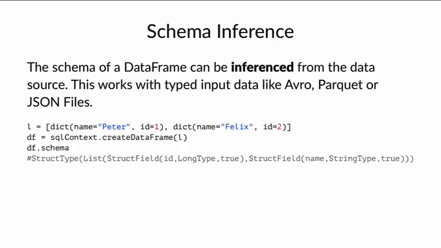Your data frame always needs a schema attached to it. There are two possibilities. The first one is schema inference. If you have a data source that has some data types attached to it, or if Spark is able to look inside the data and infer the schema, then you can use schema inference. Here's a quick example. You have just a list of dicts. You create a data frame through the Spark context, and Spark automatically detects the right schema.